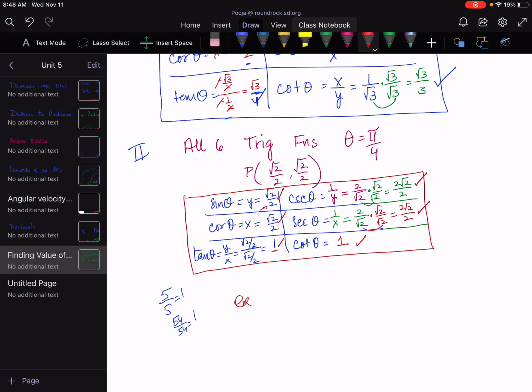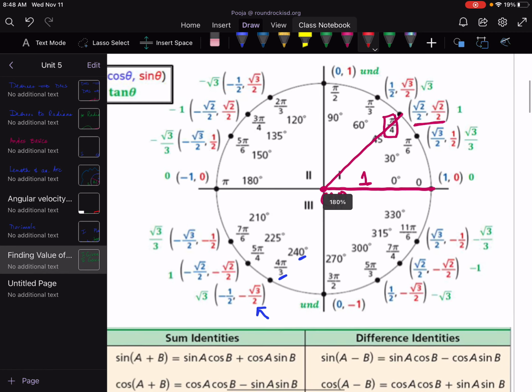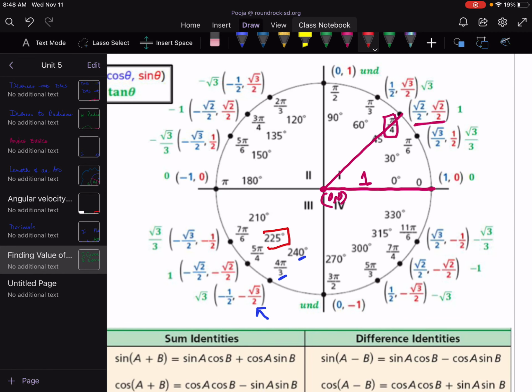I mean, we can come up with a lot of examples. If I say, hey, find me all 6 trig functions for, let's say, when theta is negative 225. Okay, let's do positive first. 225 degrees. So this is degrees, right? So go find 225 degrees on the unit circle. And this is degrees, so right here. And get the corresponding point. Right? And once you have the corresponding point, you know what to do.